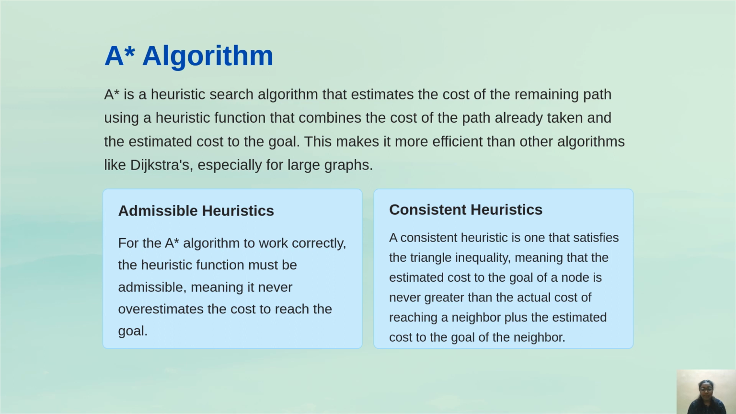And then the consistent heuristics. A consistent heuristic is one that satisfies the triangle inequality, meaning that the estimated cost to the goal of a node is never greater than the actual cost of reaching a neighbor plus the estimated cost to the goal of a neighbor.